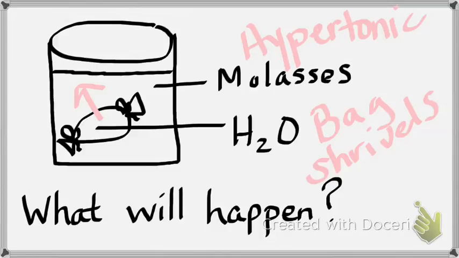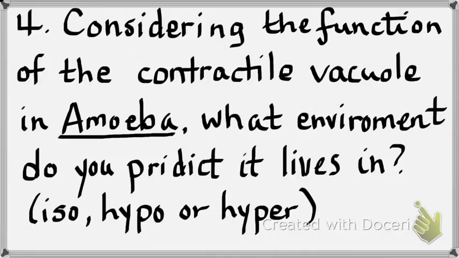But okay, my drawings were not in your review sheet. I just threw them in there so we could talk about it and remember these words. Okay, so number 4 is considering the function of the contractile vacuole and the protist, which is misspelled. How about that? Protist. I've got to fix that. What environment do you predict that an amoeba lives in?